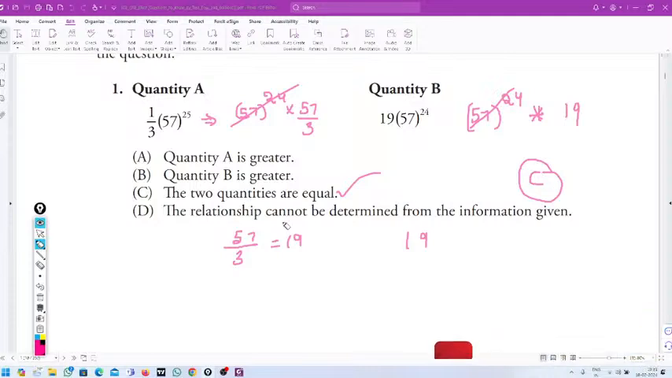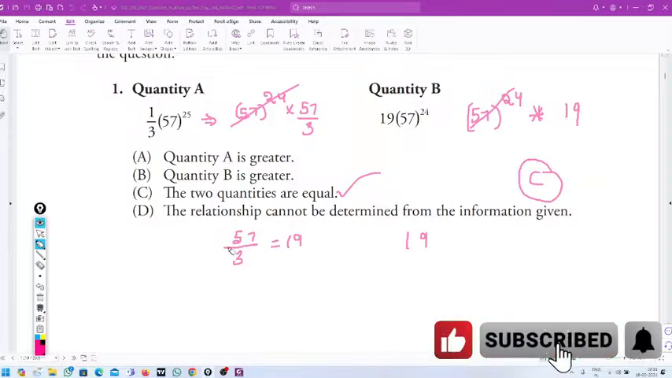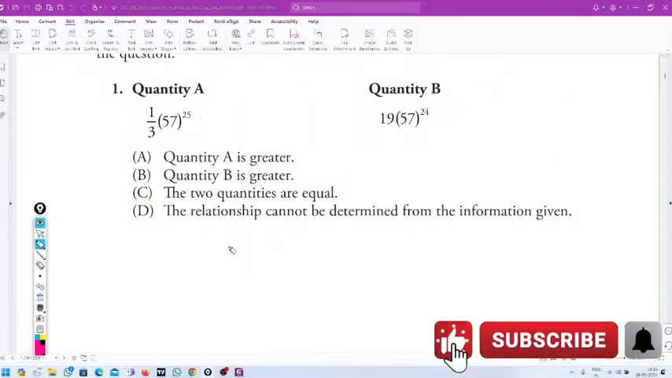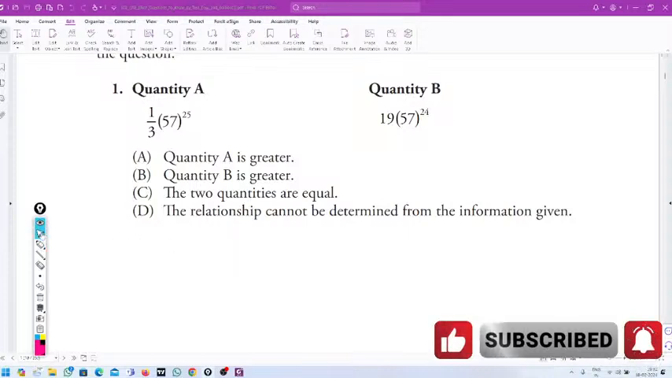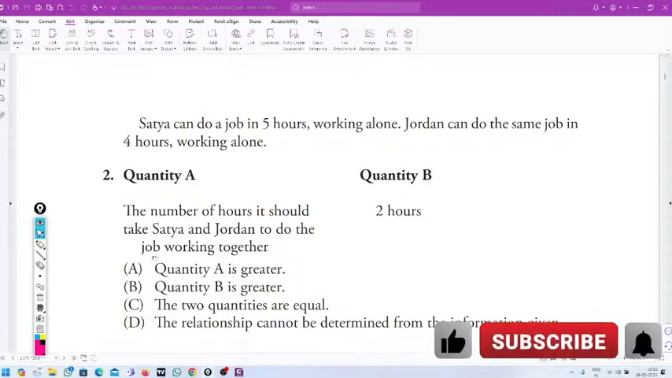I hope everyone is clear with the concept. So we can go to the next question here. What is the question asking? Here we are mostly studying how the logic can be asked in the GRE exam and how we can quickly solve it.